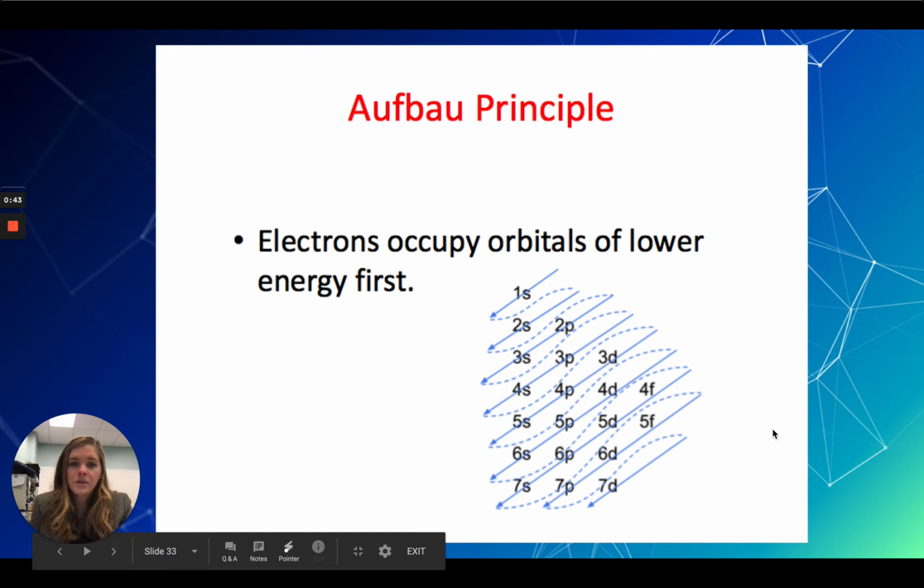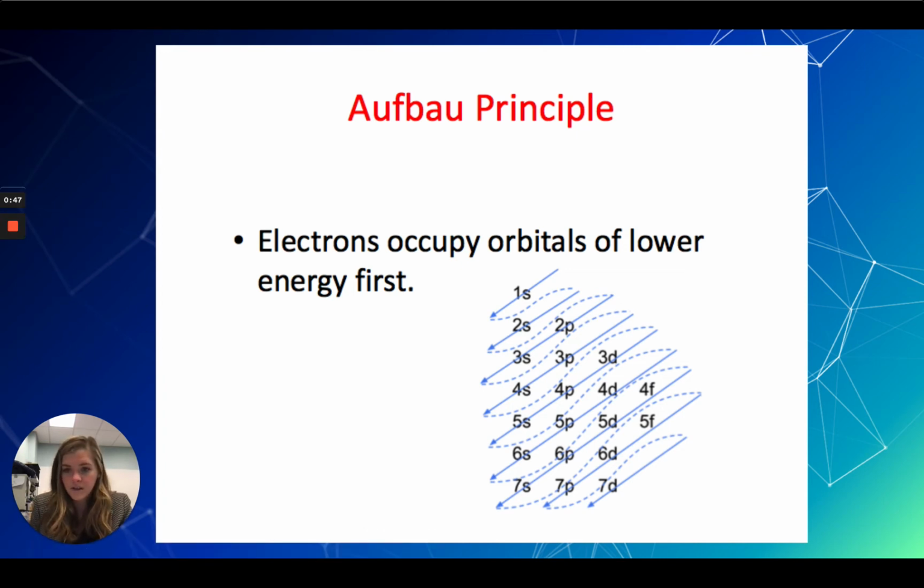The Aufbau principle states that electrons occupy orbitals of lowest energy first. Okay, and this isn't news to you. You know that this happens. When we draw our orbitals in our orbital diagrams or in our Bohr diagrams, we draw the first level first. We fill in the first orbital before we fill in the second one. So we have to put 2 electrons in before we can fill in the second one with the next electrons. Okay, so that's what the Aufbau principle states. It just states that electrons occupy orbitals of lower energy first.